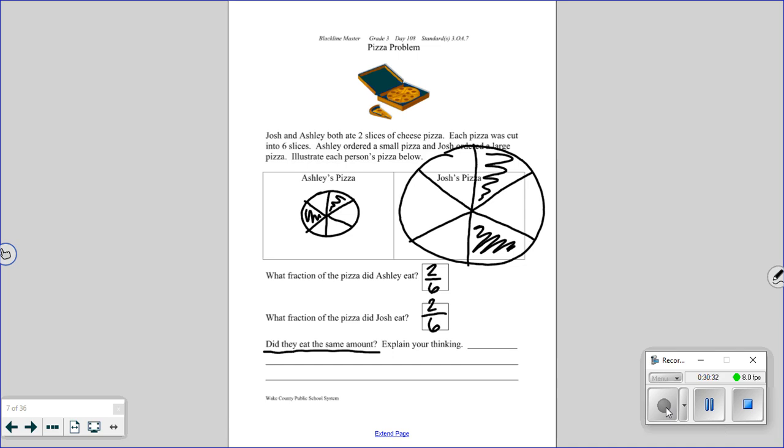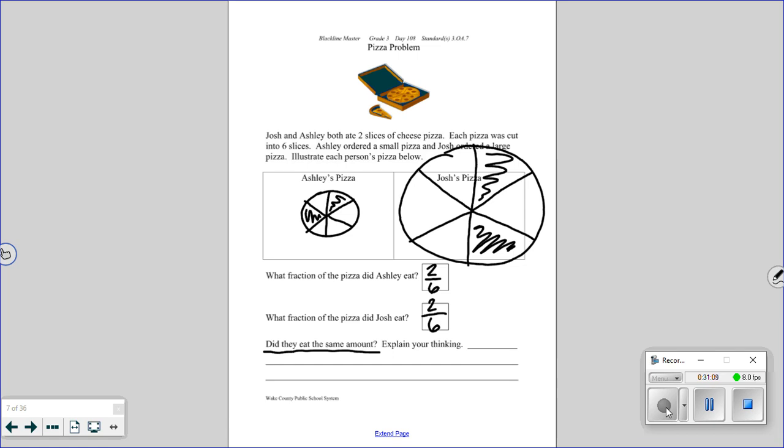Does it matter that Ashley's pieces are small and Josh's pieces are big? Yes. If I'm having a pizza eating contest, do I want a Josh-sized pizza or an Ashley-sized? Yes. Ashley. I want a Josh. It sounds like the sizes of the pieces might matter. But what are your thoughts?